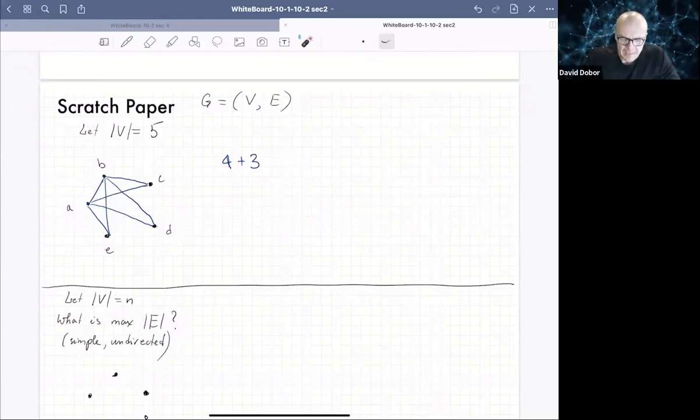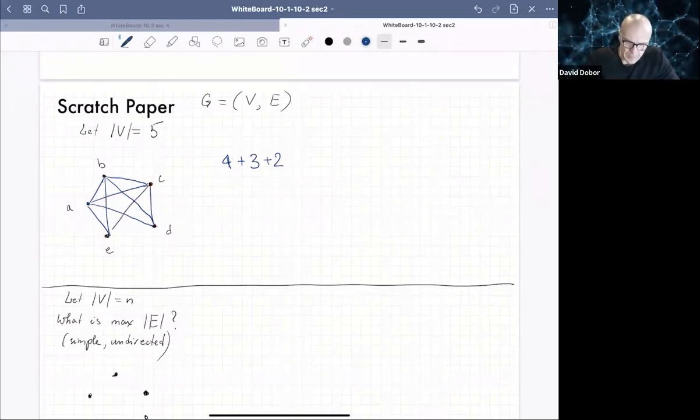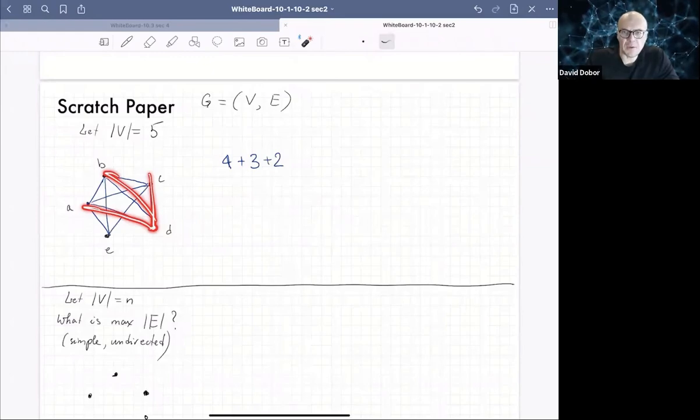Now I'm getting to C, and I want to connect C to every other vertex, but 2 of those connections have already been made before. So now I'm connecting C to D and E. So I have 2 new connections. Let's draw those, this one and this one. So I continue, I go to D. D must be connected to every other vertex, but 3 of those 4 I've already drawn. So there's only 1 new one that I'm adding. And finally, I get to the last vertex, and it's connected to every one of the remaining ones, but all the edges are now drawn.